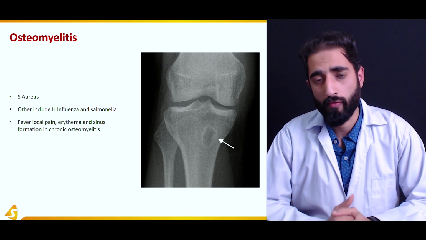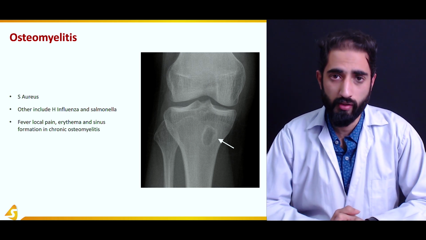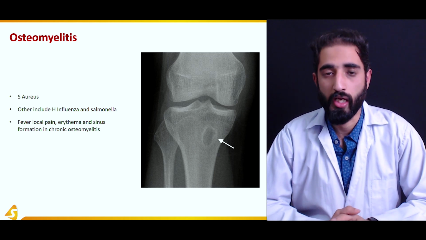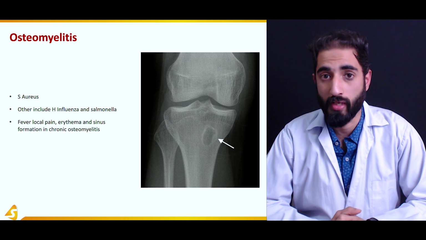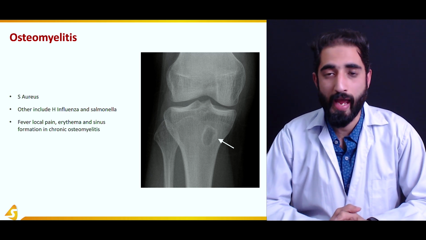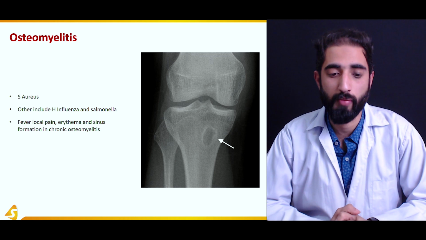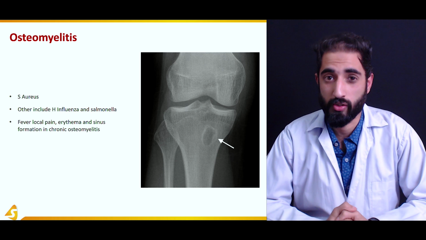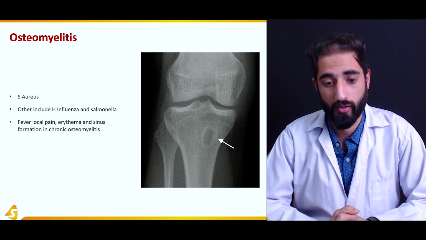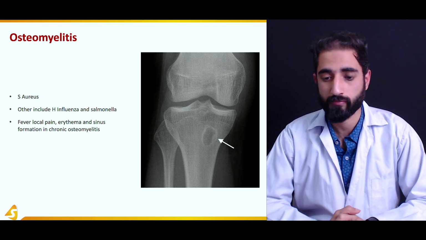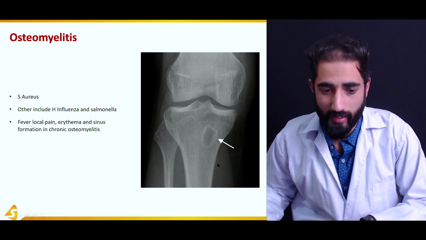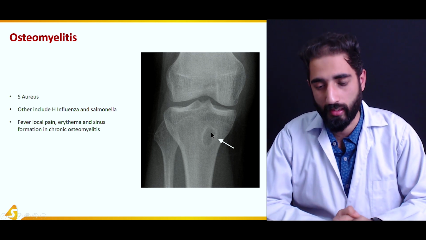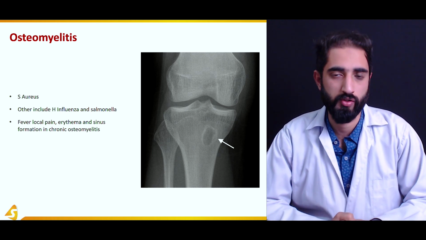The symptoms of osteomyelitis include fever and local pain where there is the infection, erythema, and you can note erythema by the redness of the skin, and sinus formation or abscess formation because there is an infection. And these are all the symptoms which the patient would present with in chronic osteomyelitis. Here you can see in this x-ray as well, there is this sinus formation in the osteomyelitis, which is indicating that there is an infection here perhaps.